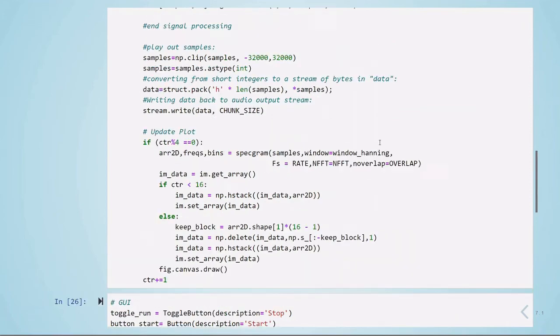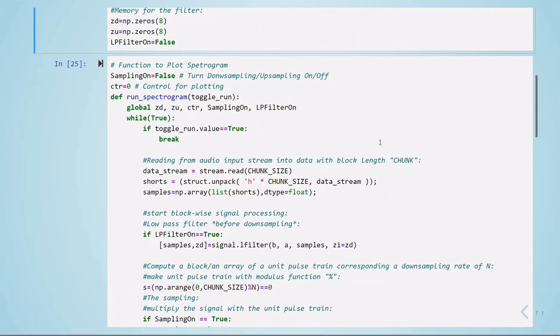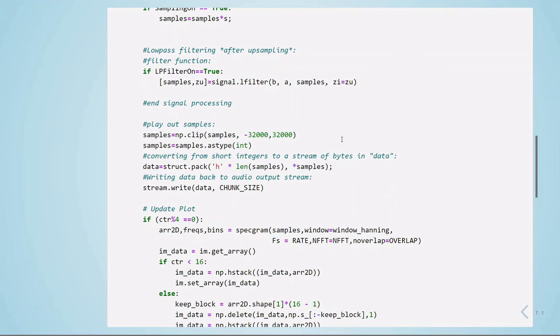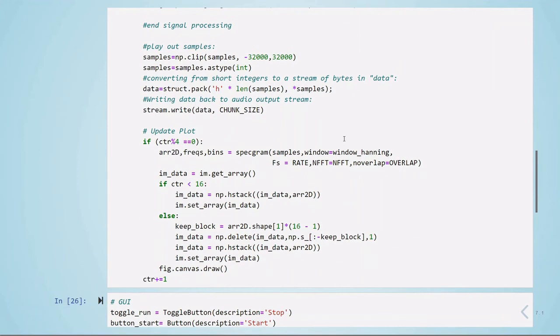PyAudio and Python in general are not very good at handling real-time audio, especially if you want to process, filter, and also plot at the same time. So this control here is just to not plot every time, but to choose a certain frame rate for plotting.